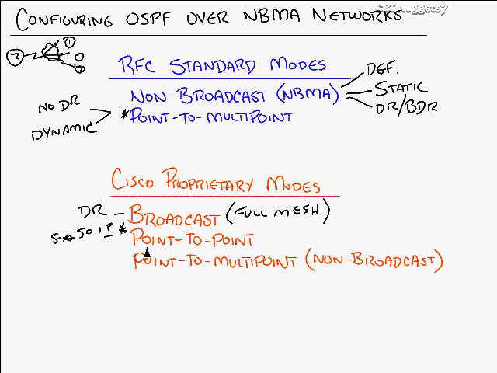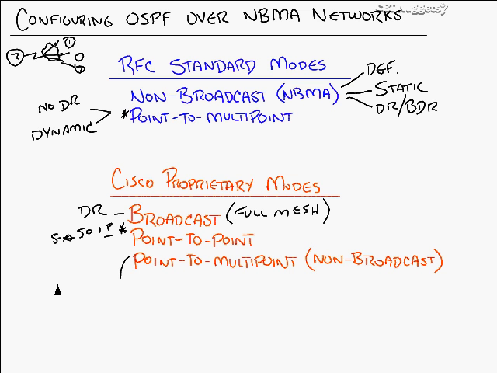And provided the other side is a Cisco router and is also using a point-to-point interface, they just take care of themselves. There's no DR, no BDR. Everything is sent to the all routers OSPF multicast address 224.0.0.5. It just takes care of itself and it runs. So point-to-point, easiest to configure, and it's my personal favorite in that configuration.